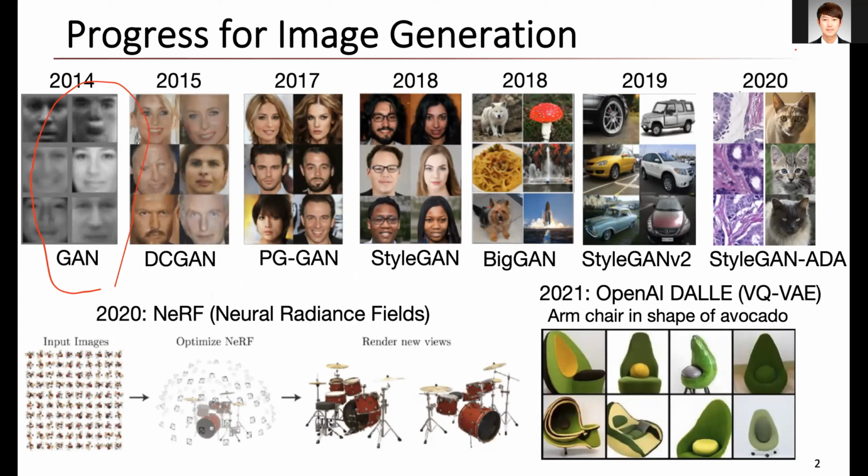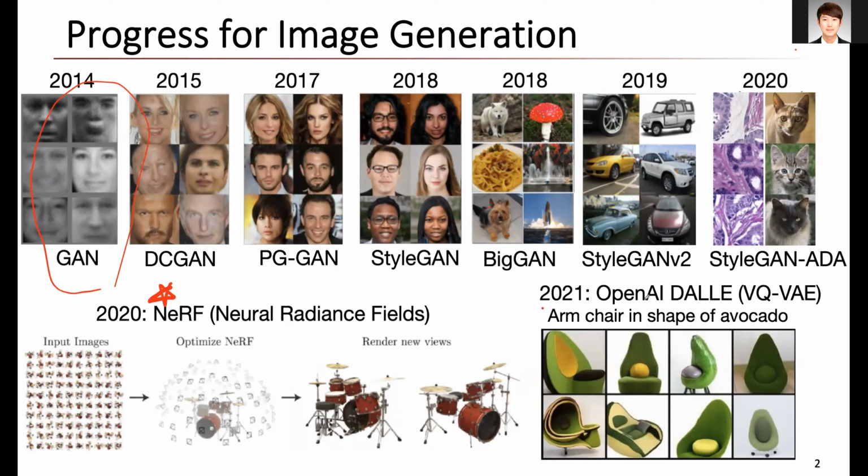After that, there was impressive progress in image generation. For example, DCGAN, PGGAN, StyleGAN. We will talk about StyleGAN today, and BigGAN, StyleGAN version 2 or StyleGAN-ADA, right? And many GAN variants have emerged with improved sample quality and training stability. And in 2020, there was another paradigm, neural radiance field, NeRF, right? So we will talk about this one a little bit.